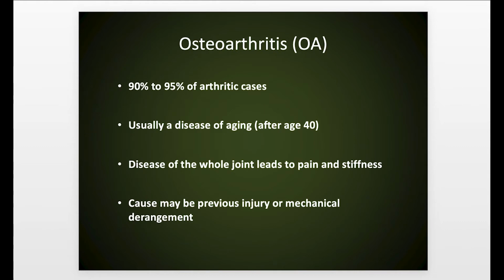So about 90 to 95% of the arthritic cases are diagnosed as osteoarthritis. Normally, it's because of aging, so after the age of 40, on average. As we get older and older, our joints just naturally break down over time.